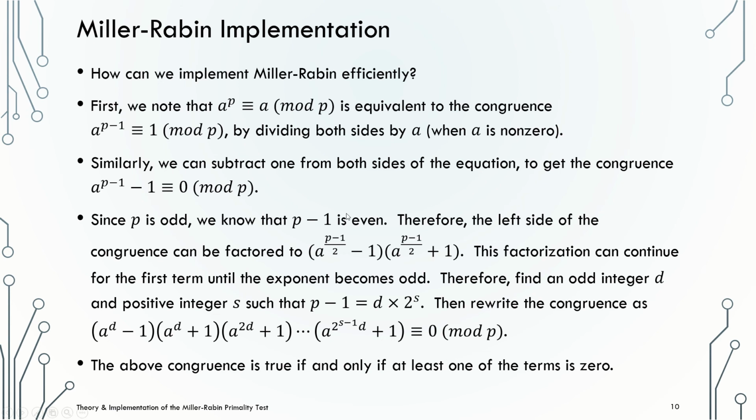Because of that, we can factor the left side of the equation by completing the square. And in fact, we can continue doing this while p minus 1 over 2 to the n is even, until that number becomes odd. So we do that by finding an odd integer d and positive integer s such that p minus 1 is d times 2 to the s. And then we rewrite the congruence as you see here. Now, if any one of the terms in this congruence is 0, then the overall congruence holds true, and therefore a is a strong liar to the primality of p.